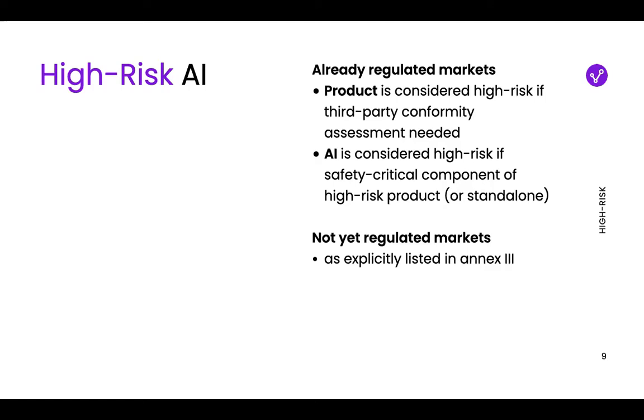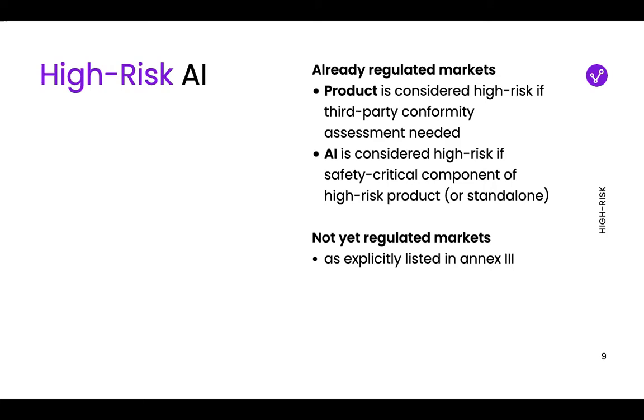And as I said, we'll be talking about these later, and first consider the already regulated markets now. The definition of what makes up a high risk AI in the already regulated markets is a 2-step definition. It starts with a definition of what makes a product high risk, and then considers the AI component as a component of the product. So the first step is to determine whether the product is high risk, and the second step is to determine whether the contained AI component is considered high risk.